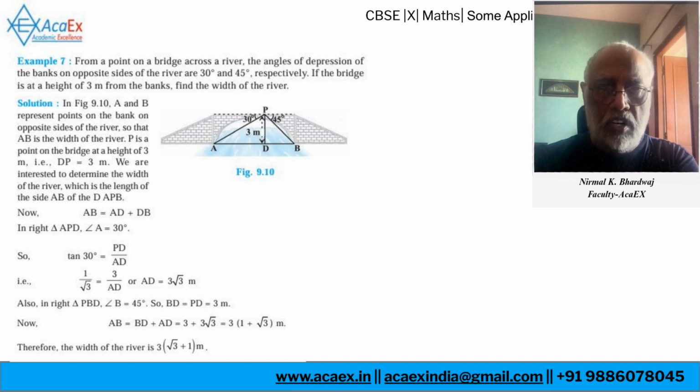In the right triangle PBD, the angle at B is 45 degrees. So BD equals PD, which means BD equals 3 meters. The total width of the river, AB, is AD plus BD equals 3 square root of 3 plus 3. Therefore, the width of the river is 3 times (1 plus square root of 3) meters.